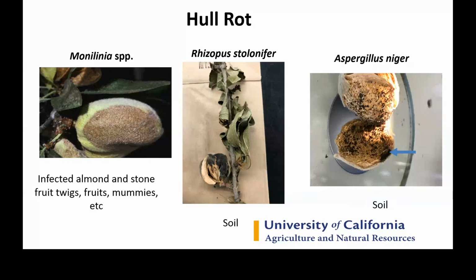And in the past few years, we have seen Aspergillus niger causing more and more problems, causing hull rot here, especially in Kern County and the southern part of the San Joaquin Valley, which I've been working on for the past two years. So now those are the three major ones. I will focus mainly today on the Rhizopus, and I will give an update on the Aspergillus niger part.